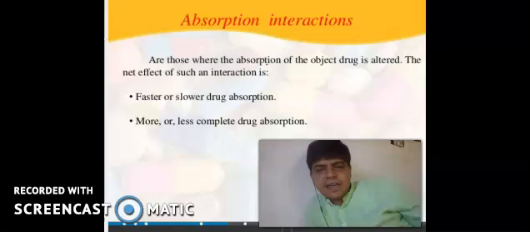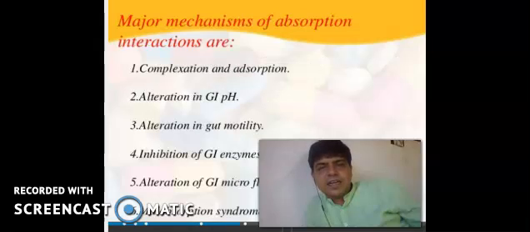Absorption interactions are those where the absorption of the object drug is altered. The net effect of such an interaction is faster or slower drug absorption, or more or less complete drug absorption. Major mechanisms of absorption interactions are complexation and adsorption, alteration in GI pH, alteration in gut motility, inhibition of GI enzymes, alteration of GI microflora, and malabsorption syndrome. These are all the mechanisms of absorption interactions.